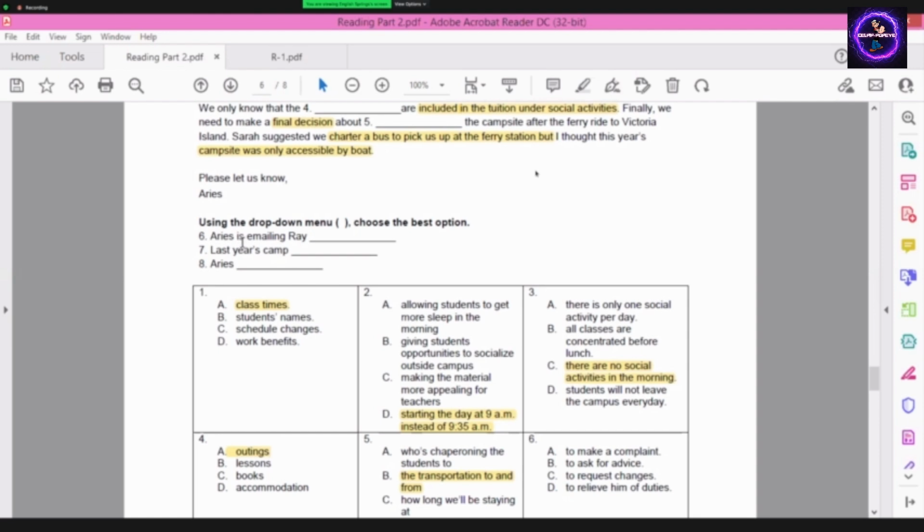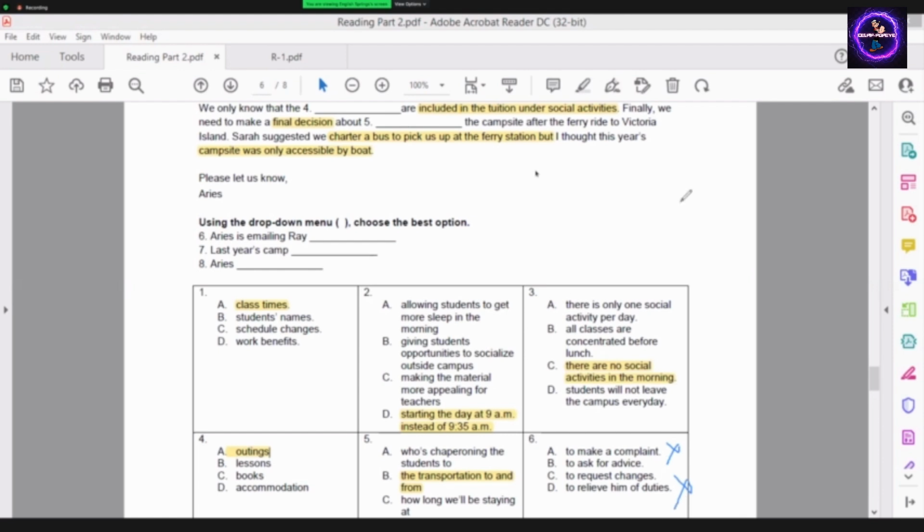Good work. So now Aries is emailing Ray. It's not a complaint. It's not a request to change things because they are about to finalize. One second, I will think. Ask for advice looks okay. Let us eliminate first. It's not to make a complaint. It's not to relieve him of duties. Okay, it's either B or C.